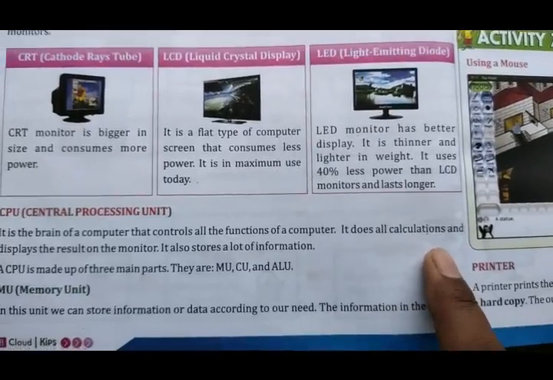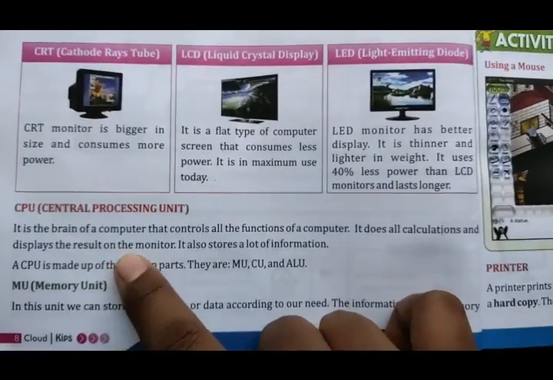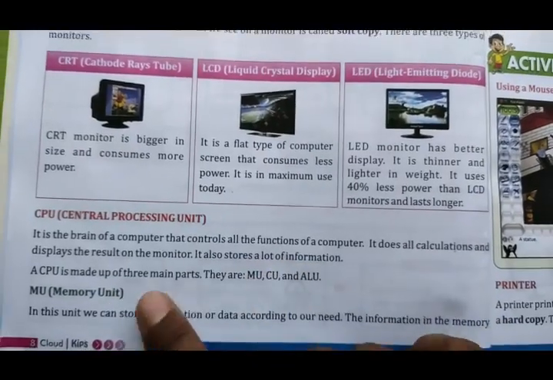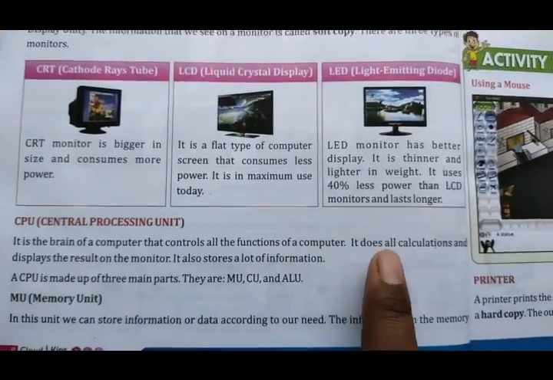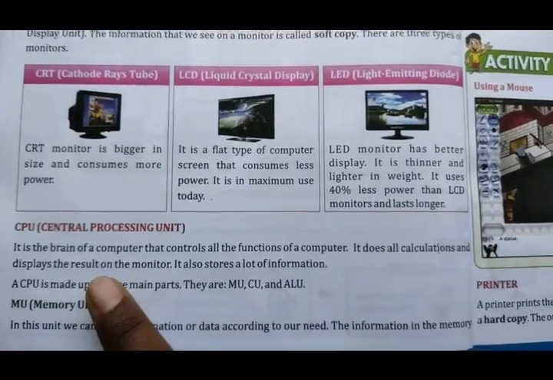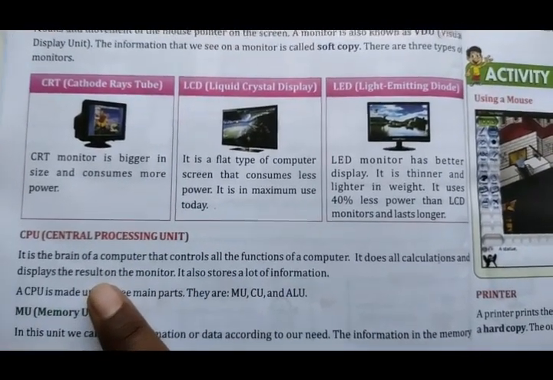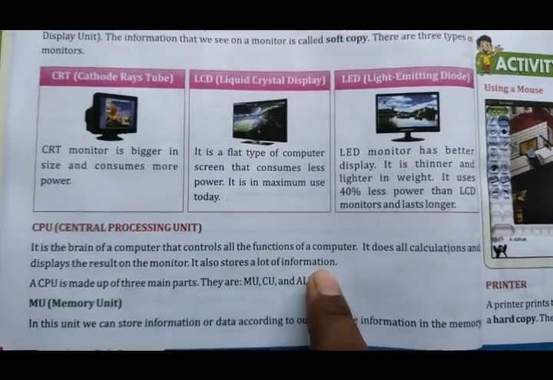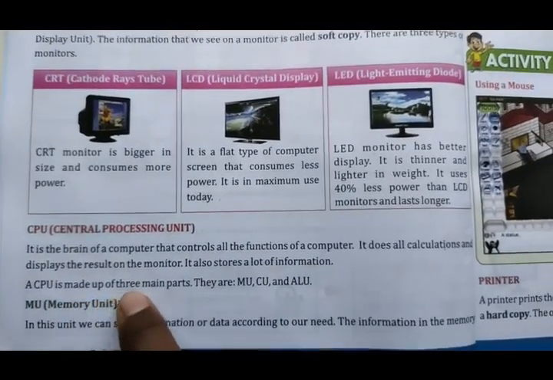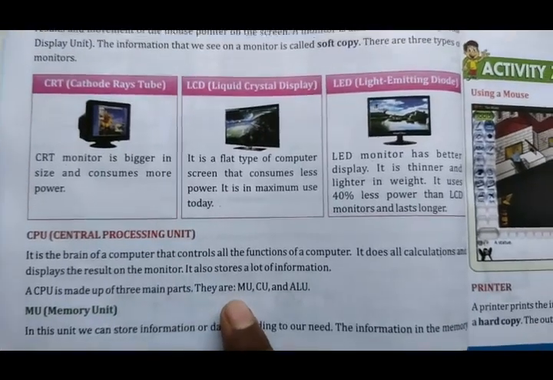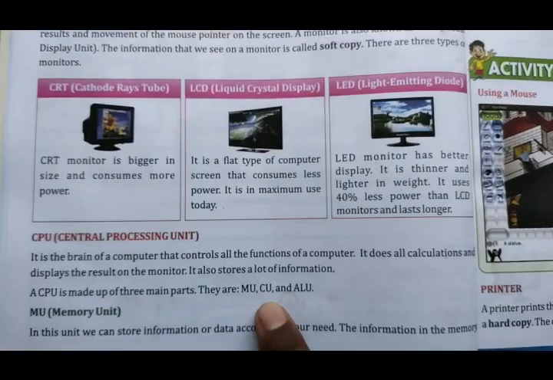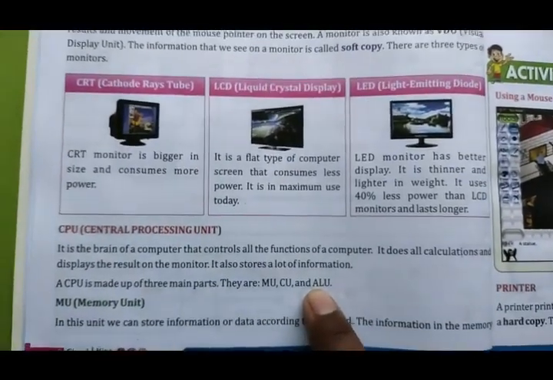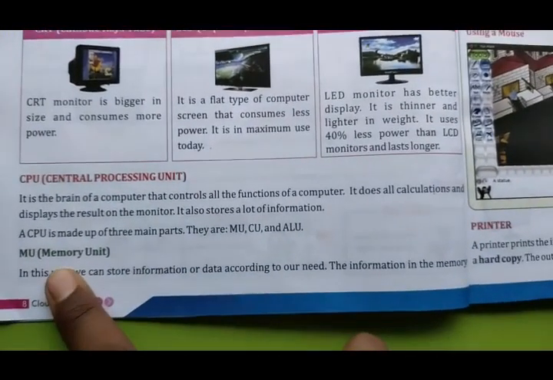It does all calculation and displays the results on the monitor. It also stores a lot of information. Okay, a CPU is made up of three main parts. Okay, they are MU, memory unit, CU, control unit, and ALU, arithmetic and logic unit. Okay, so first we will read MU, memory unit.